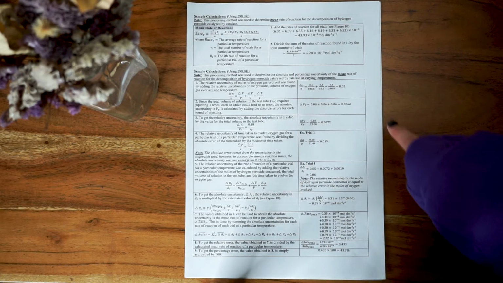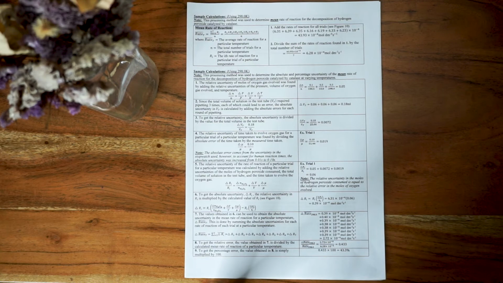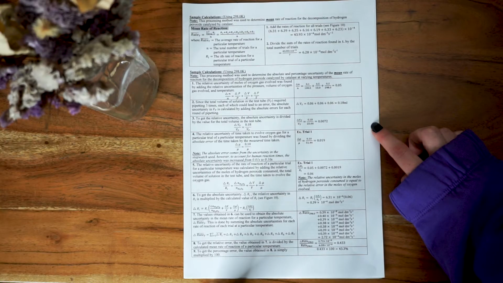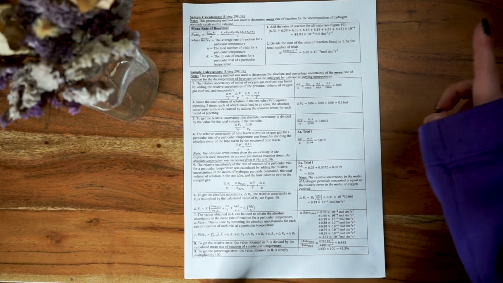The last thing I still want to highlight about uncertainty propagation is this statement where the IB stated that the propagation of uncertainties resulting from pairing solutions or dilutions was often missing. Weaker candidates added up all uncertainties, even those not impacting final results. Keep in mind that simply adding up your uncertainties is unlikely to properly be propagating your uncertainty.